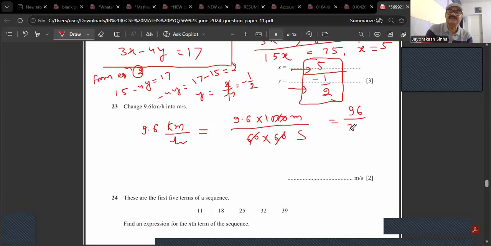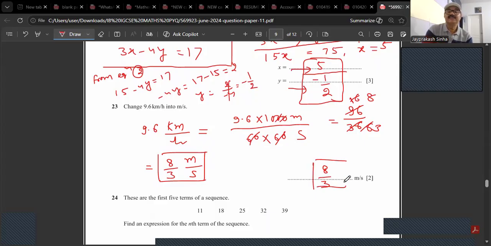Now 9.6 into 10, that is 96, upon 6 sixes are 36. So this can be cut by 6. 6 sixes are 36, and this is 6, 16. This will be cut by 2. 2 threes and 2 eights, meaning 8 by 3. So we'll write 8 by 3 meters per second. That is equal to 8 by 3 meters per second. This is your answer, isn't it? 8 by 3 is your correct answer.